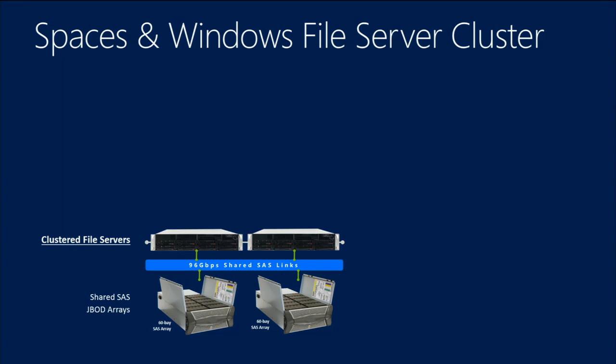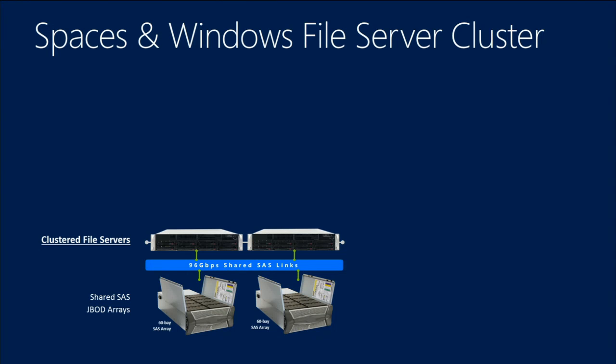Let's build up a clustered spaces deployment. I have in this case, two 60-bay JBODs. So that's an aggregate of 120 disks from these 2 JBODs. And I have 2 clustered file server nodes. I connect my JBODs to my file servers in a manner that each file server sees the same storage. So file server on the left has 2 cables to JBOD on the left and 2 cables to JBOD on the right. And this provides me resiliency against link failure.